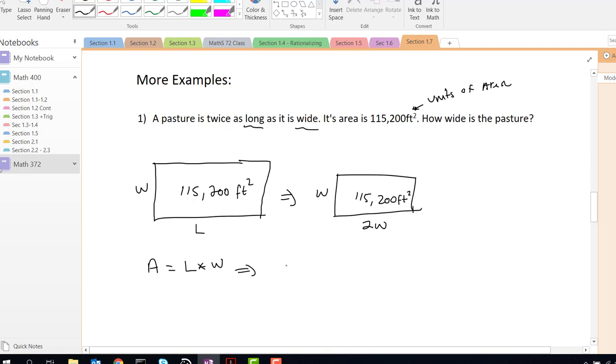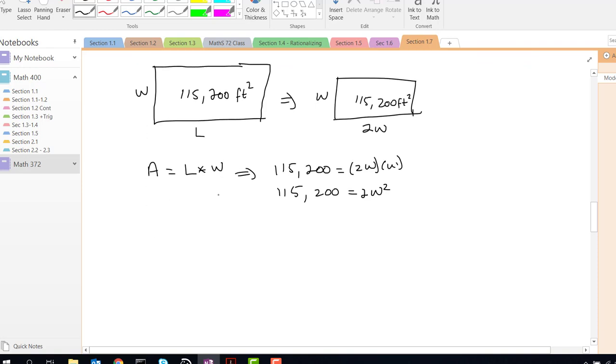So in this case, we're going to have the area, 115,200, is equal to the length, which is 2W, times the width, which is W. So I'm going to have 115,200 equals 2W squared. And divide both sides by 2. So when I do that, I get 57,600 is W squared.